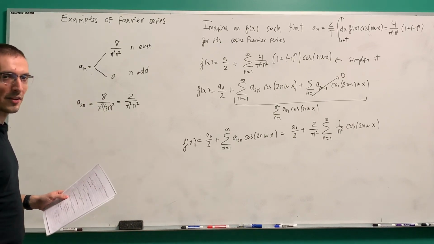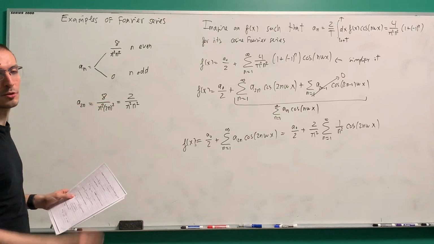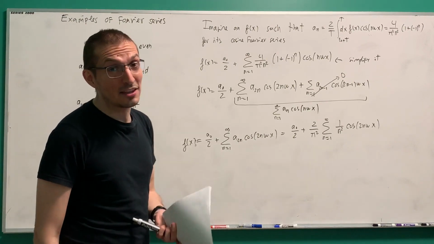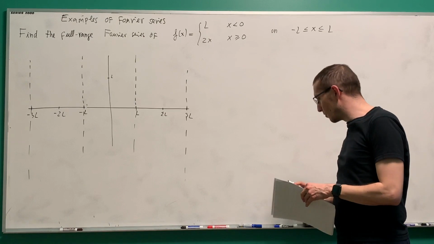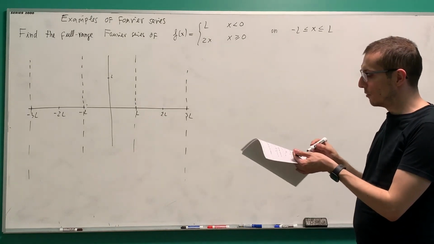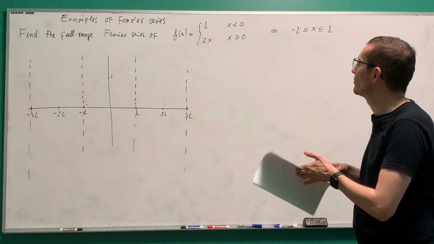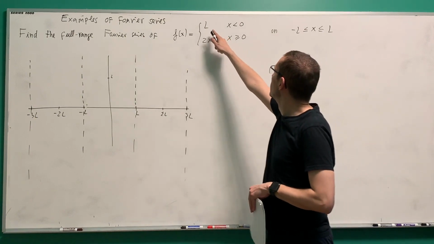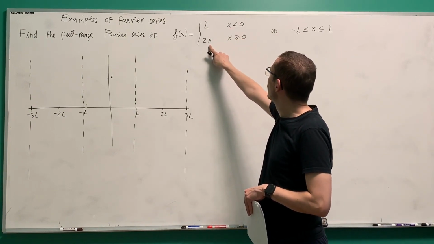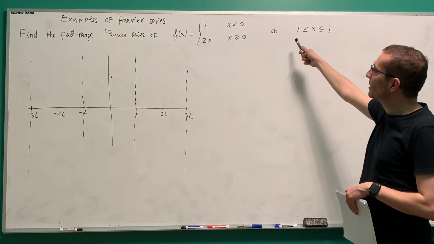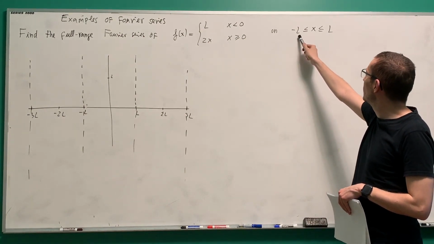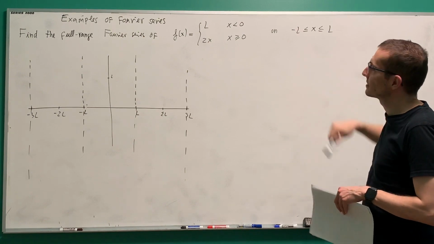Alright, let's see another example. Now a proper one. Let's do a full range expansion, and this one's going to be long, so be prepared for it. Alright, so find the full range Fourier series of that function over there: L when x is negative, and 2x when x is positive, on the interval minus L to L. I want the full range expansion on that interval.